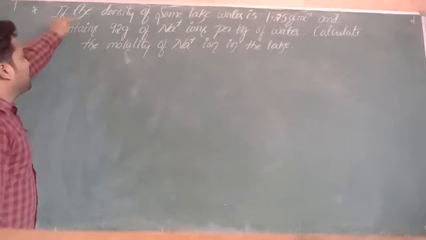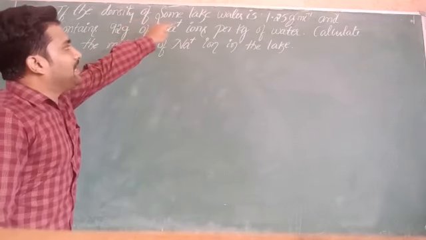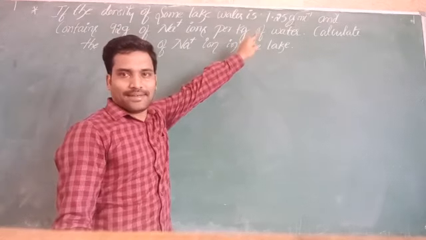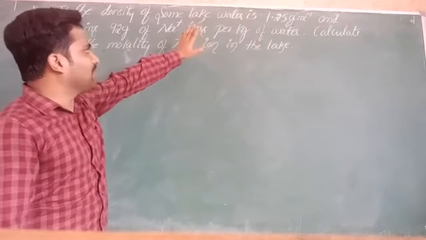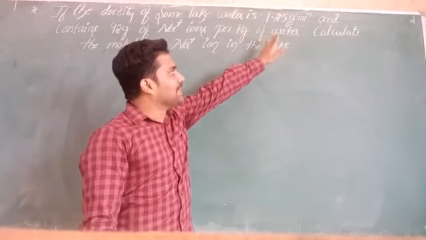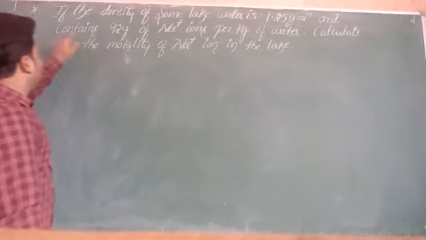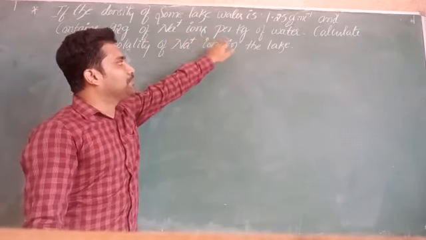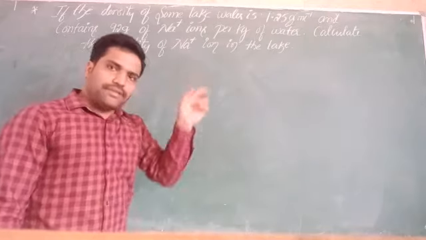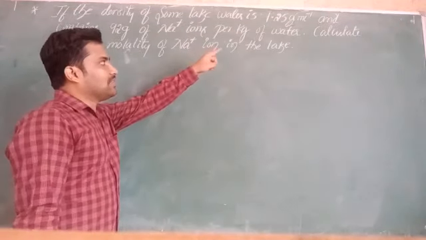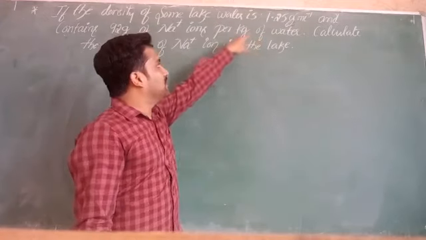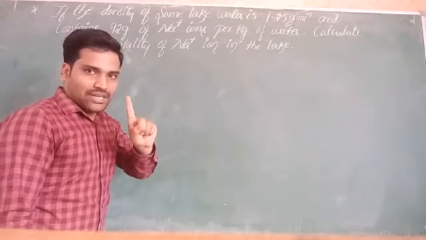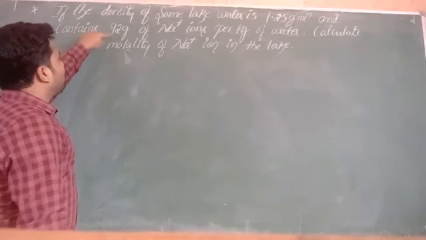See here, if the density of some lake water is 1.25 gram per ml. Okay, they have given the density of lake water, that is 1.25 gram per ml, and it contains 92 gram of Na plus ions per kg of water. That means here we have water. Okay, so in that water the amount is per kg. That means 1 kg. Okay, so 1 kg means that is 1000 grams.